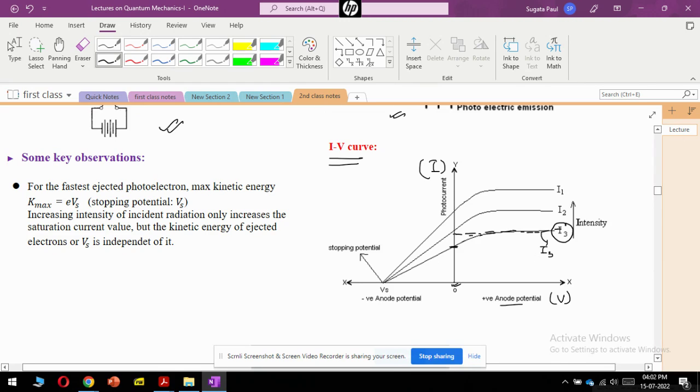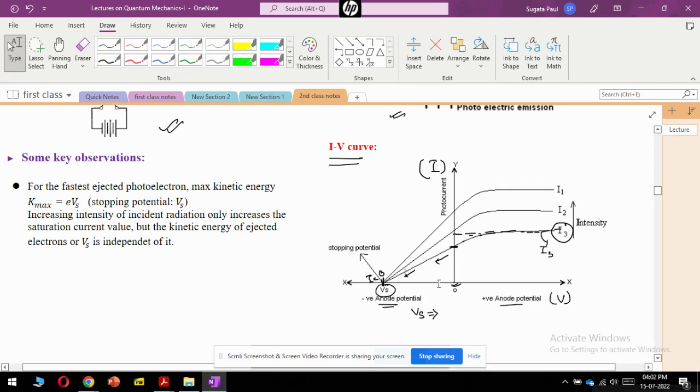From the zero value, if we decrease the voltage towards a negative value, that is, if we apply a negative potential between the electrodes, then we will see that current will gradually decrease, and at a certain value, that is the negative stop potential, called stopping potential Vs, the circuit current will be completely zero, because here you see that I equals 0 at this point. This is the phenomenon that is going on here.